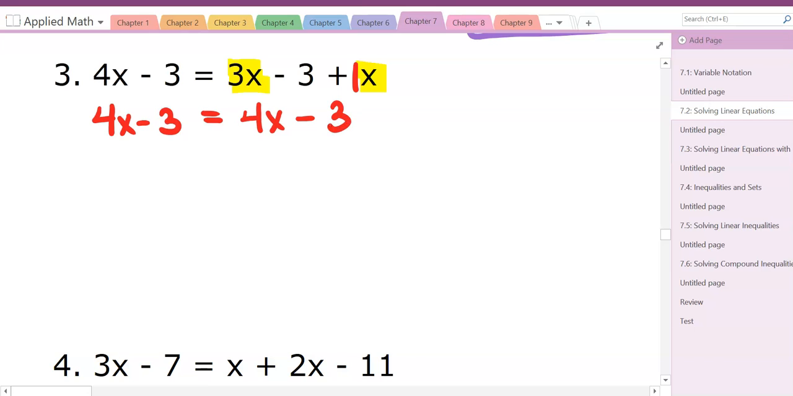What do you guys notice there? They're the same on both sides, right? You've got 4x minus 3 equals 4x minus 3. So what happens here is if I try to start combining things, so if I try to add 3 over or subtract 4x over, they all cancel out and I end up with a statement that says 0 equals 0, which is true. 0 is equal to itself. So this is a special case where you get infinite solutions.